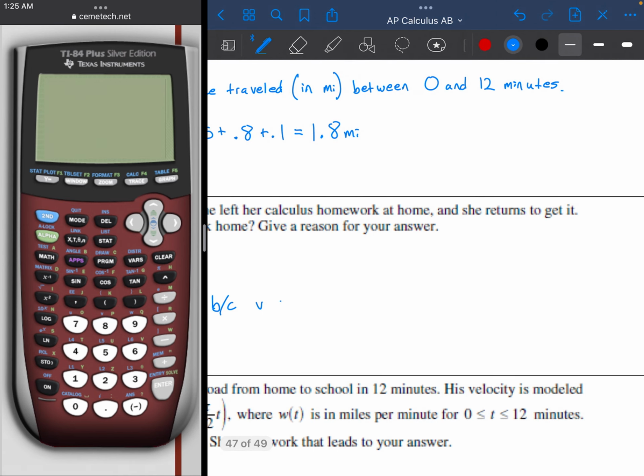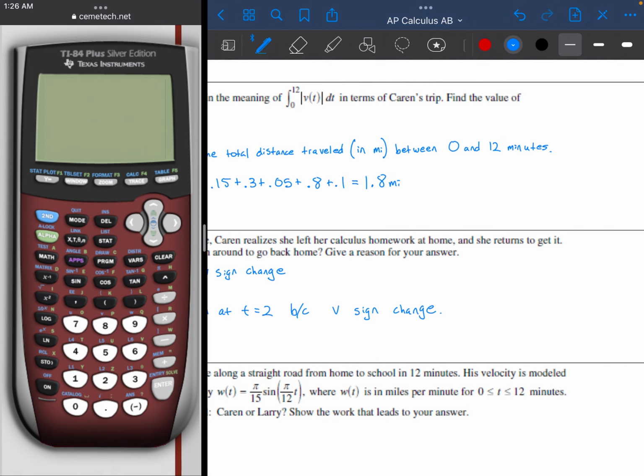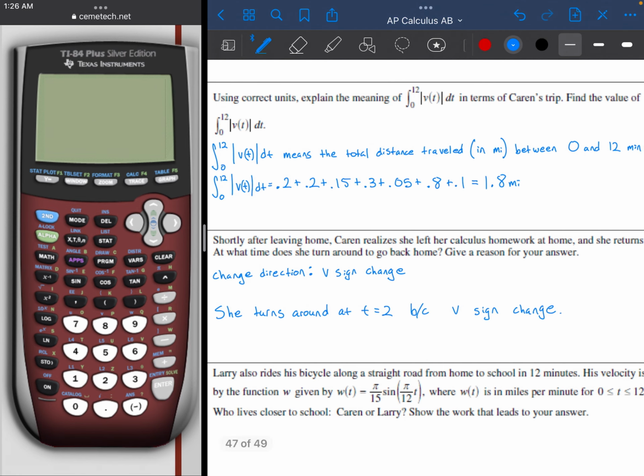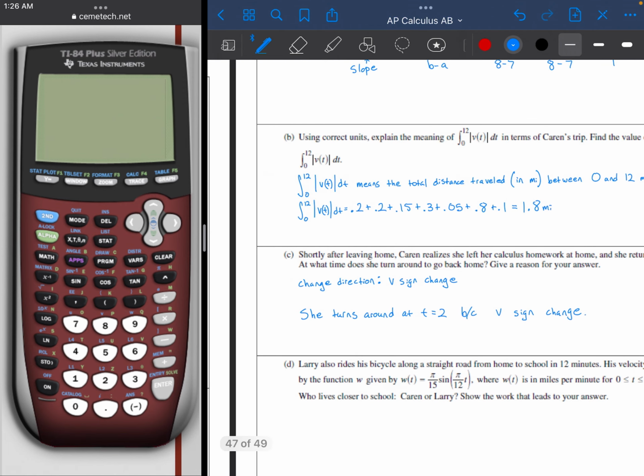Because sign change. Is that all one word? Do I need those hyphens? Ooh, that was too big. Okay, I guess I'm rewriting it. Because, what is going on with my handwriting? Sign change. Good enough. All right. Did I answer all the question? Give a reason for your answer? I did. Sign change.